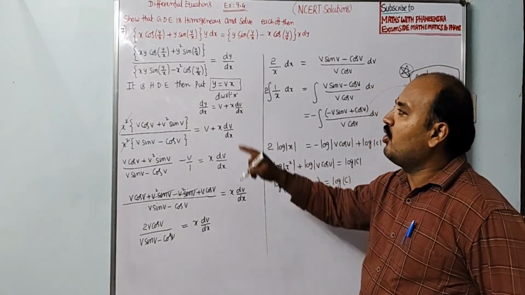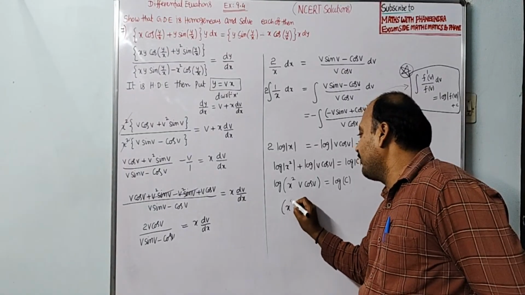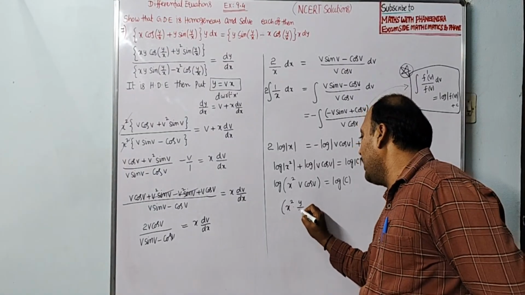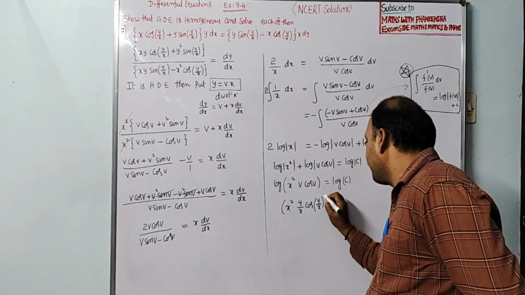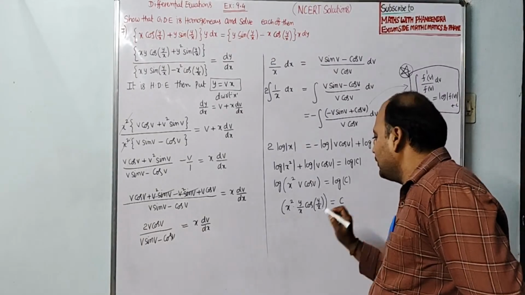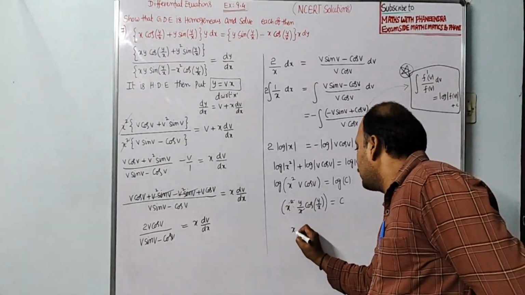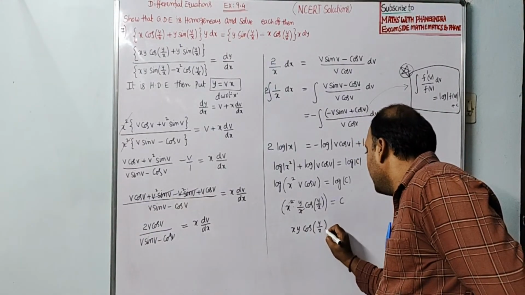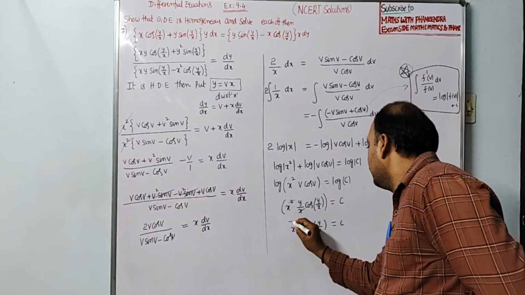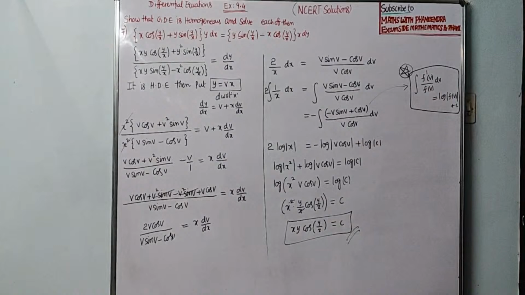Wherever v is there, what you have to replace? Y by x. So comparing the log functions, x square into y by x into cos of y by x is equal to c. Here one of the x cancels. xy into cos of y by x is equal to c. This is the final answer, dear students.